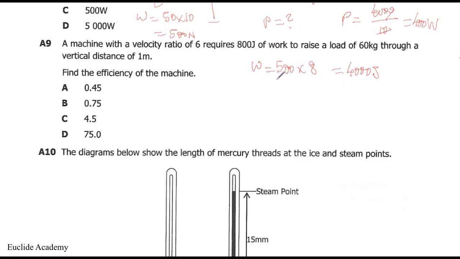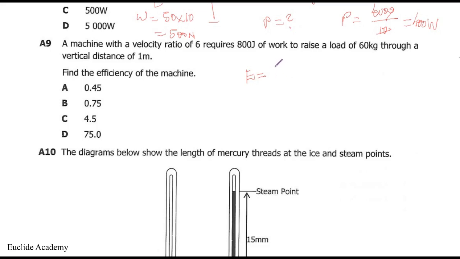So let's find it. Efficiency is defined as the ratio of useful work done by the machine to the work put into the machine, or it's a ratio of the work done by the machine to the total work put into the machine. So that is efficiency. Efficiency is equal to the work done by the machine divided by the work put into the machine.